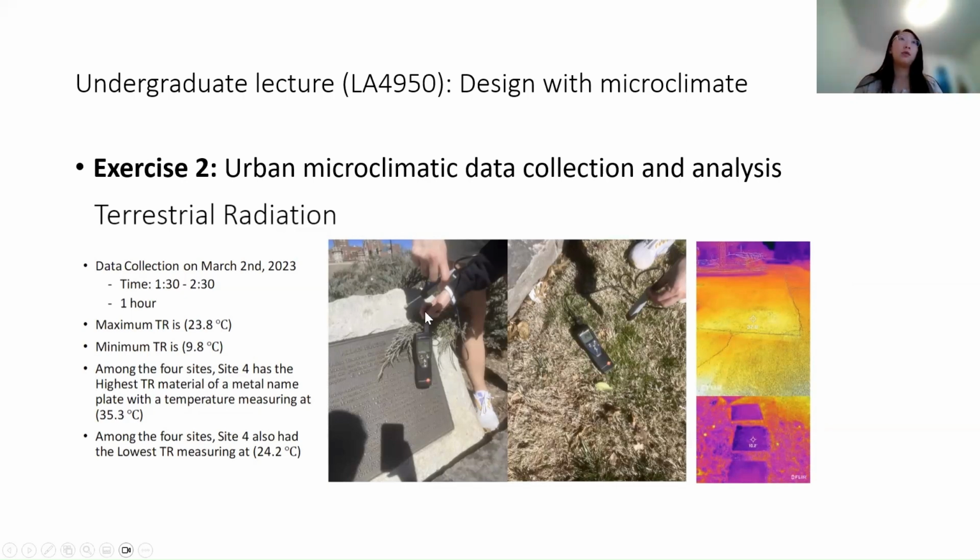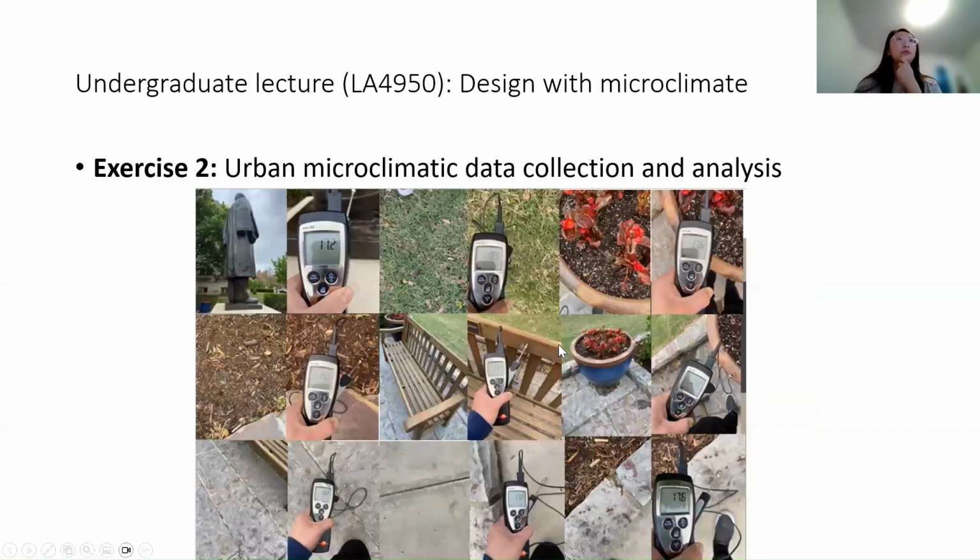One is a probe, and students can just use it to touch the surface of the material and read from the device, or they can use a thermal camera to take a picture of it. So I ask the students to go outside and work in groups, and start to measure different materials, and also under different conditions.